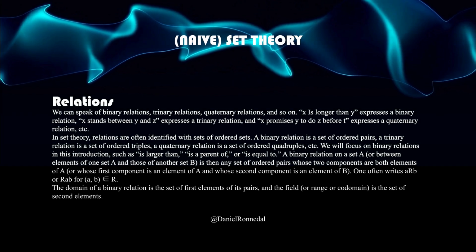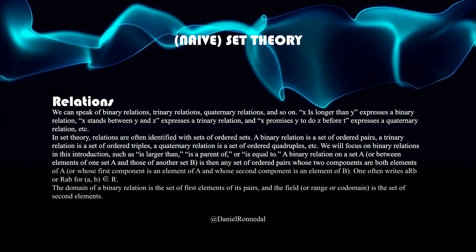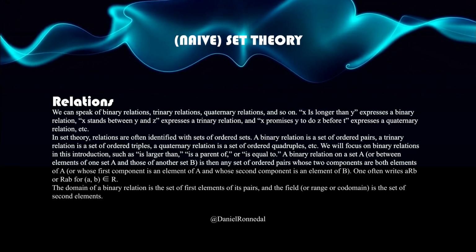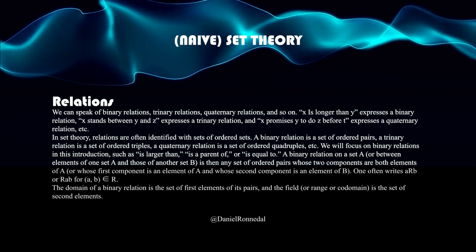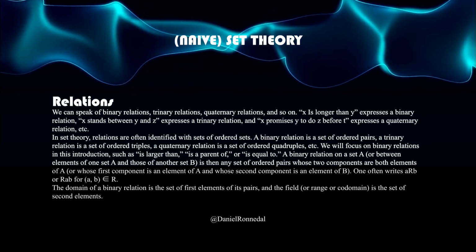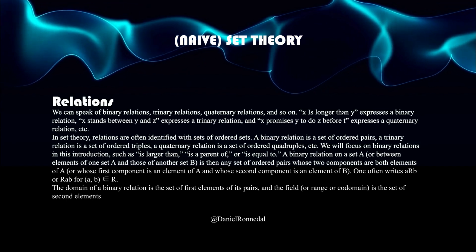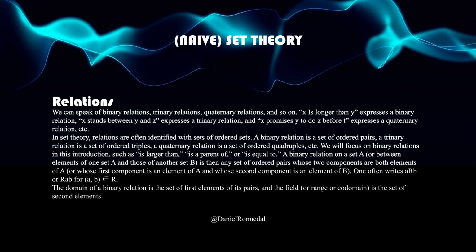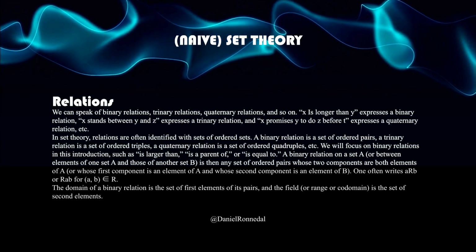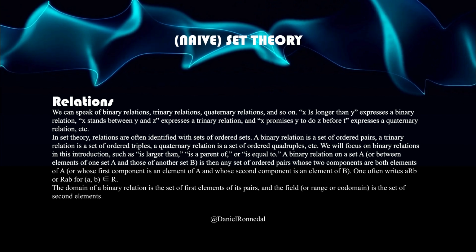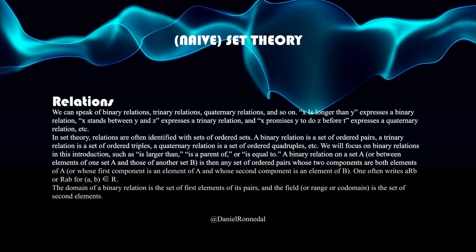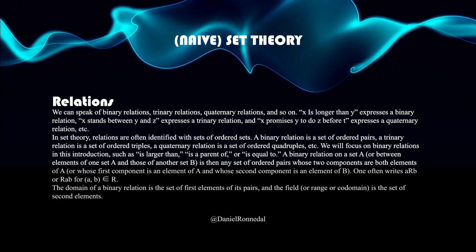We can speak of binary relations, trinary relations, quaternary relations, and so on. X is longer than Y expresses a binary relation, X stands between Y and Z expresses a trinary relation, and X promises Y to do Z before T expresses a quaternary relation, etc. In set theory, relations are often identified with sets of ordered sets. A binary relation is a set of ordered pairs, a trinary relation is a set of ordered triples, a quaternary relation is a set of ordered quadruples, etc.